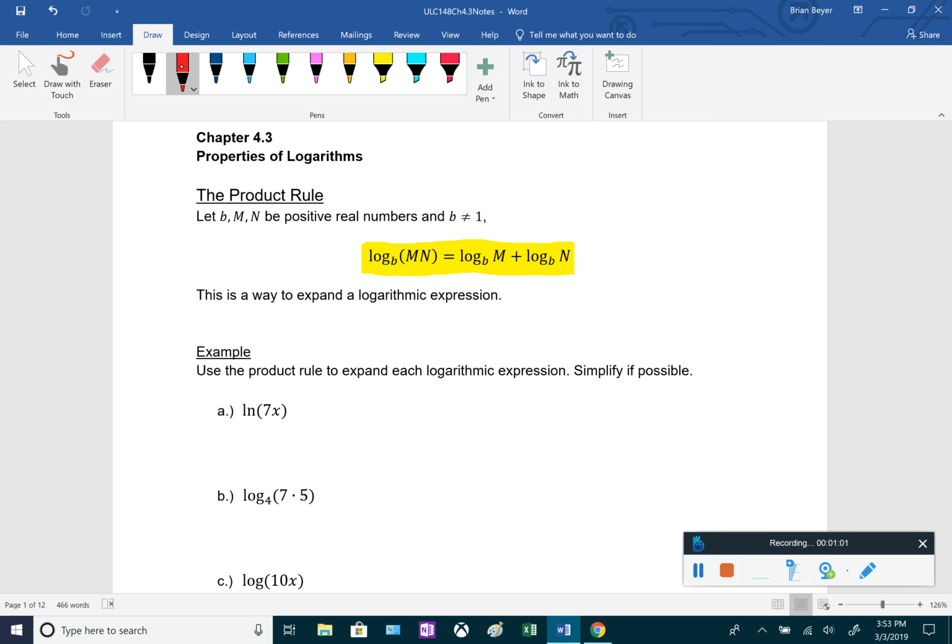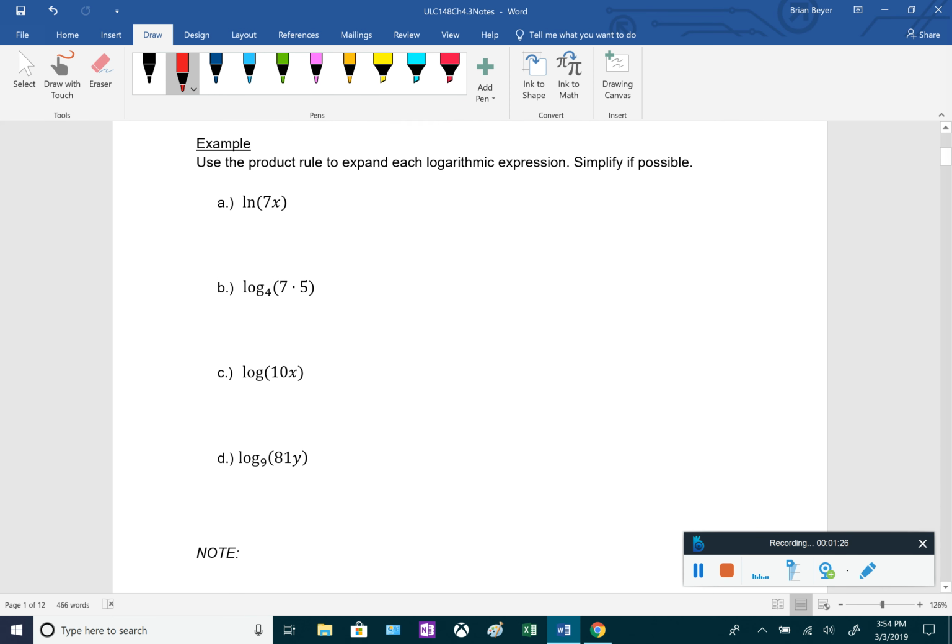What this actually comes from is exponent rules for exponentials. If we have b to the m times b to the n, we combine those by adding their exponents. So hopefully you can see how those look related here. Going from left to right, this is how we expand logarithmic expressions. So let's do some examples with this.